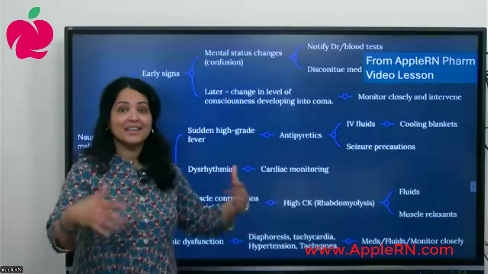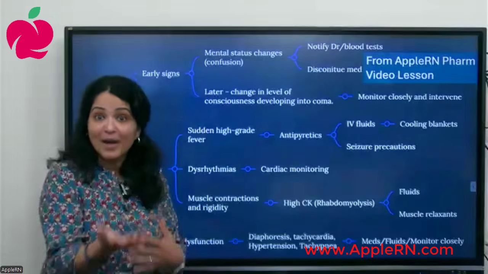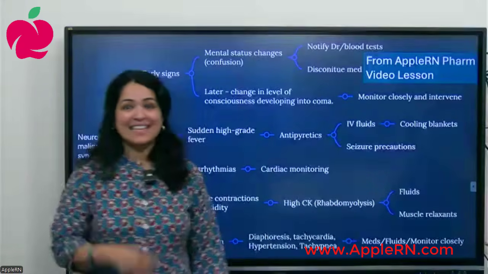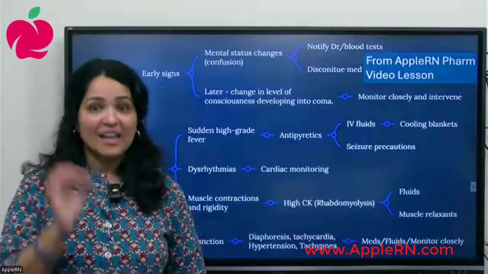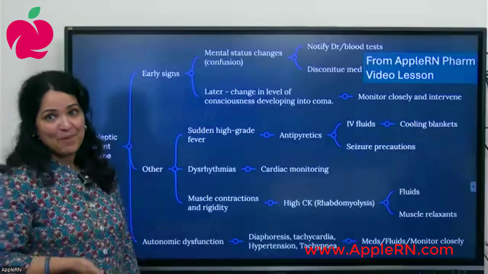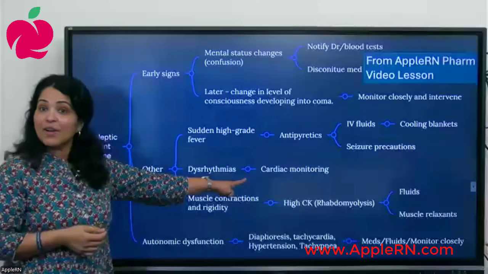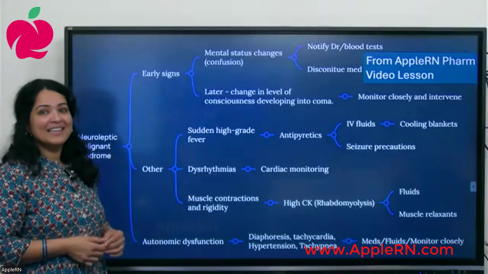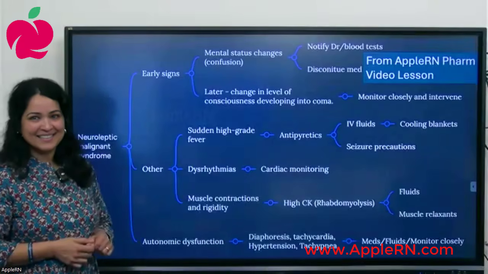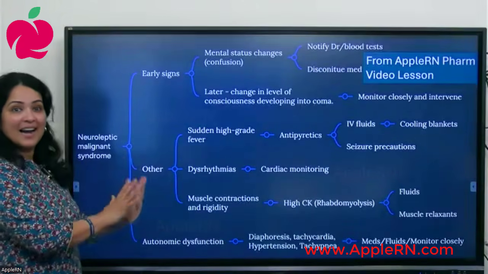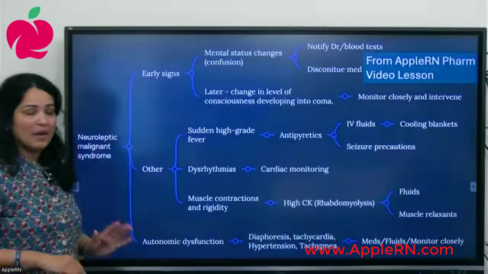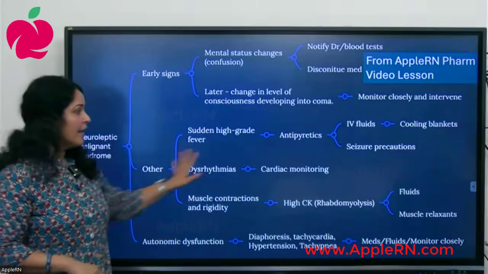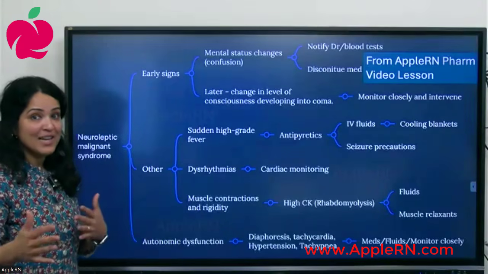So what do we do when there is high creatinine kinase, rhabdomyolysis? Lots of fluids again, and muscle relaxant. Dantrolene is a muscle relaxant, which can be used. And we will have cardiac monitoring because the patient can end up with dysrhythmias, right? So now that we know about neuroleptic malignant syndrome and all the problems which will happen, this is how we will manage it.